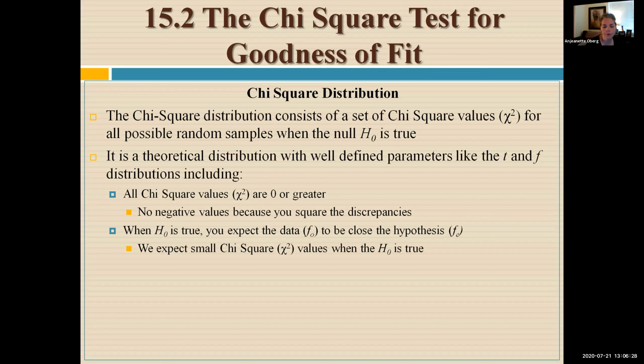When the null is true, you're going to expect the observed frequencies to align, so there aren't discrepancies, and you're going to expect really small chi-square values. So just like everything else, the bigger the d, the better, the bigger the t, the better, the bigger the f, the better, the bigger the chi-square, the better. Bigger chi-squares are more likely to mean that they're in the critical region, and we're going to reject the null.